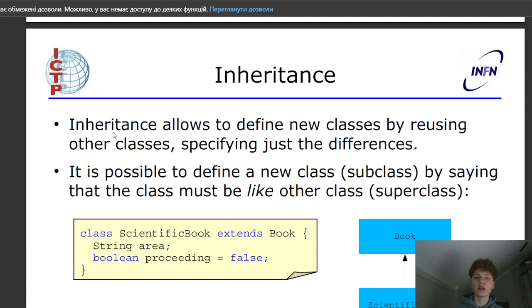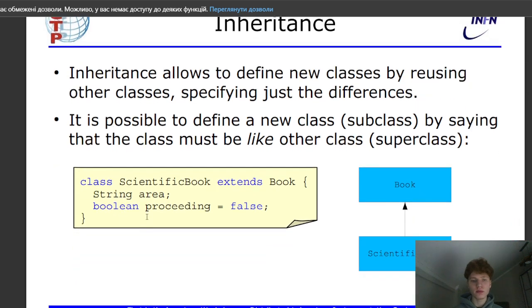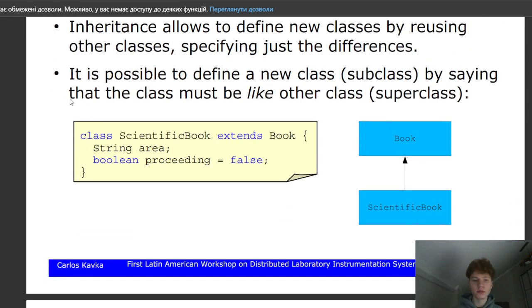Inheritance. Inheritance allows us to define new classes by reusing other classes, specifying just the differences. It's possible to define a new class, a subclass, by saying the class must be like another class, the superclass. Example.